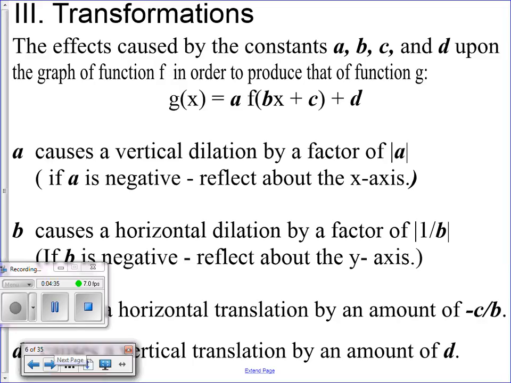I just want to remind you what each of these numbers do. So let's say you have a function that you're really familiar with, like the absolute value of x, or square root of x. By the way, what does square root of x look like? Show me with your hands. No, wrong one. There you go, like that. How about absolute value of x? Ready? How about x cubed?